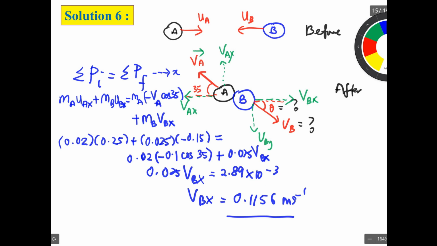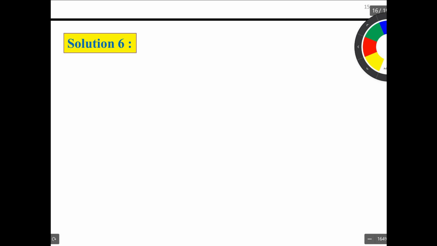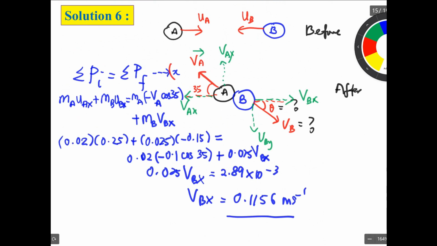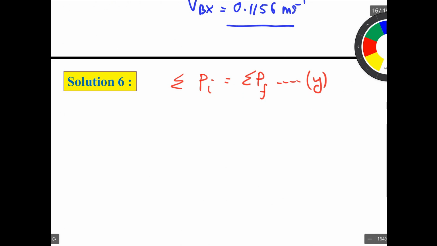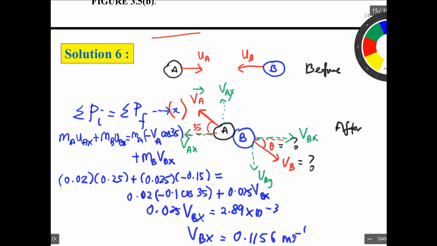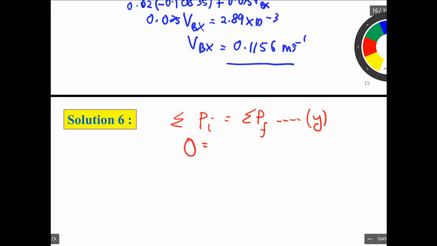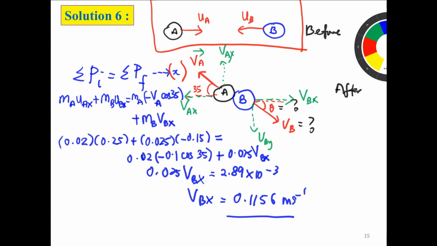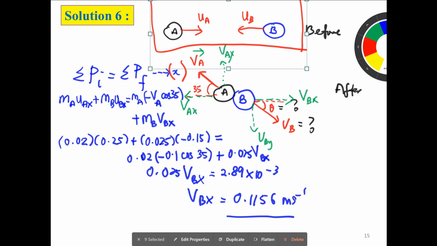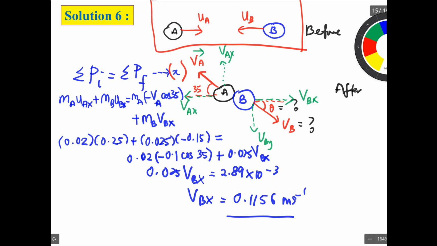Okay. And then, belum selesai lagi, kita kena cari VBY pula. So, VBY, okay, guna juga summation, conservation of linear momentum. Momentum initial is equal to momentum final. Tapi untuk komponen Y pula. Tadi kita guna untuk X komponen. Okay, so before, cuba tengok diagram before. Before punya diagram, tak ada pergerakan pada komponen Y. Okay, tak ada. So, kita tak kosong terus. Tiada. After collision ada kan? So, ada VAY, VBY. Nampak? Ada kan?